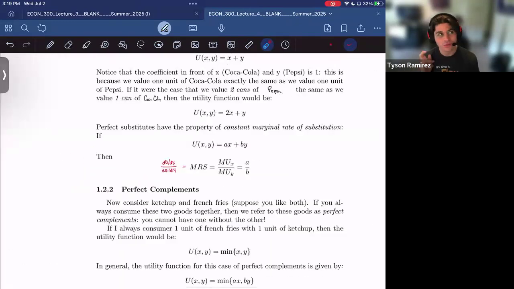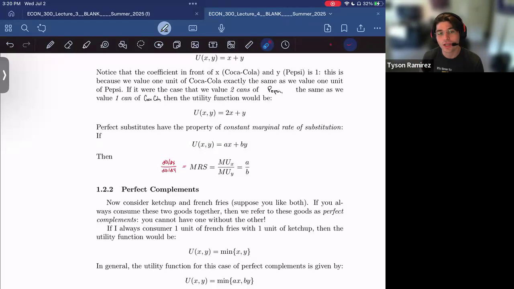The other type of extreme is perfect complements. All right. So consider ketchup and French fries. And just suppose that you like both. And so if you like both, then you will never have one without the other. For every 1 unit of French fries, for every one order of French fries, you're going to need 1 unit, one small cup of ketchup. All right. You always want to have these two things together. This is the notion of complements. They complement each other. And so you consume these two things together.